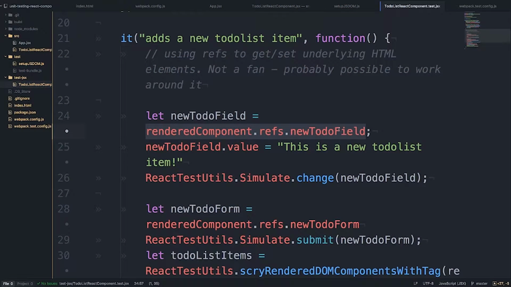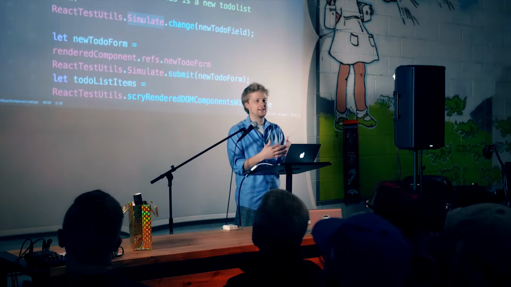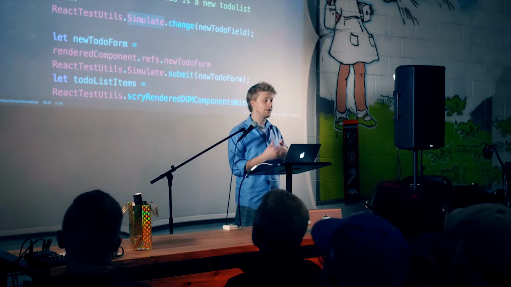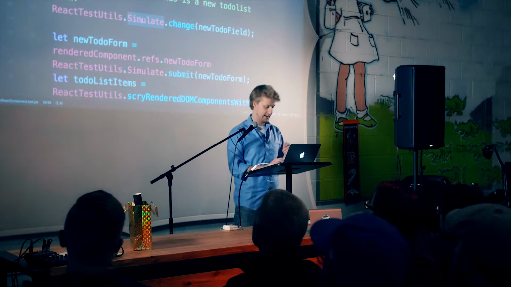But we grab the actual HTML element, in this case new to-do field. This is going to be our input text element. We're going to set the value of that input text element just like we would with normal JavaScript, and say this is a new to-do list item. And then we have to use React test utils to actually change the to-do field. We have to tell React that this field has changed, or otherwise it's not going to go through the process of updating all the appropriate state and that sort of stuff.